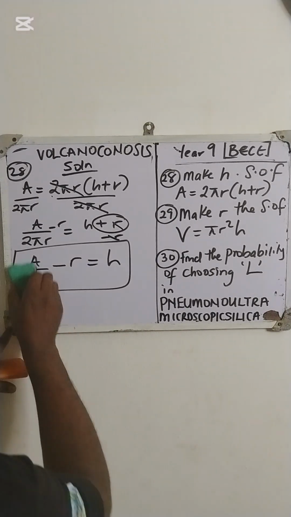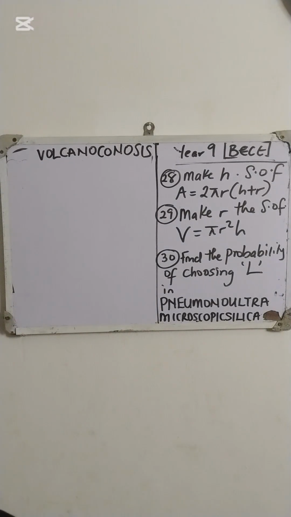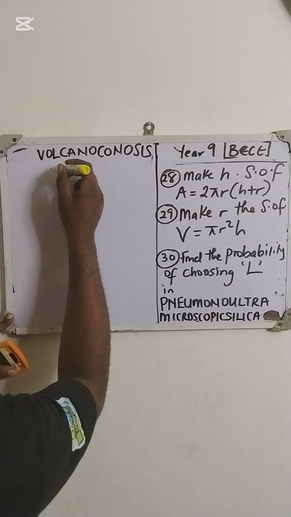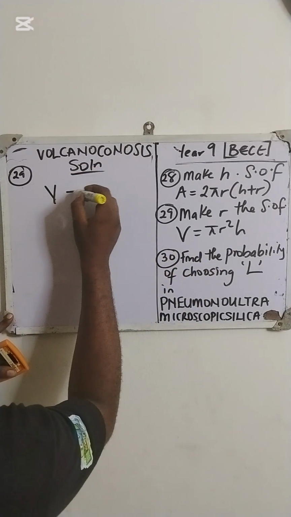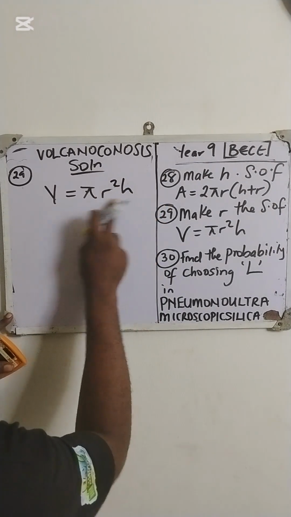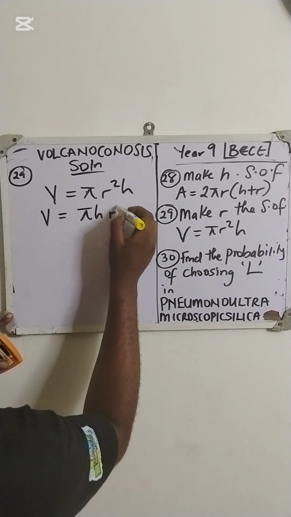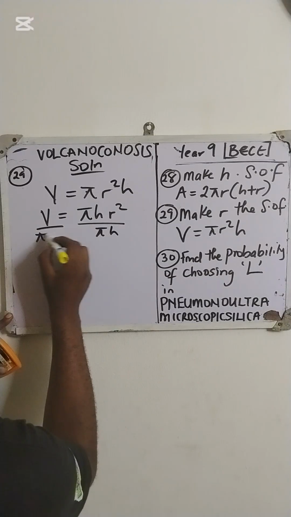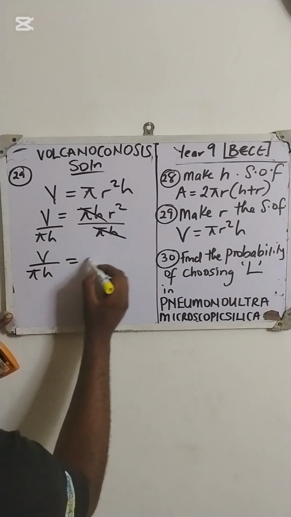Let's check out the other one. The other one is, let's make r the subject of the formula. So this is number 29. I'm making r the subject of the formula. We have v equals pi r squared h. Since they are all multiplying, you can rearrange to make it easy: v equals pi h r squared. It's the same thing. Now we divide both sides by pi h. Why? We're trying to get at this r. So this goes, and we have v over pi h equals r squared.